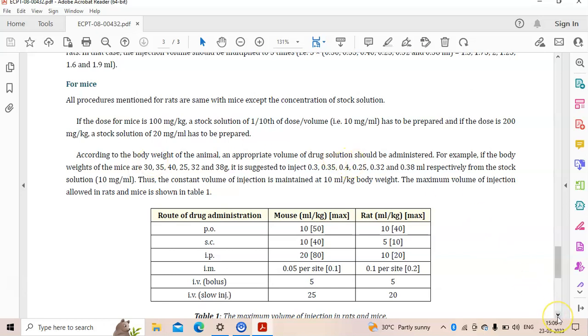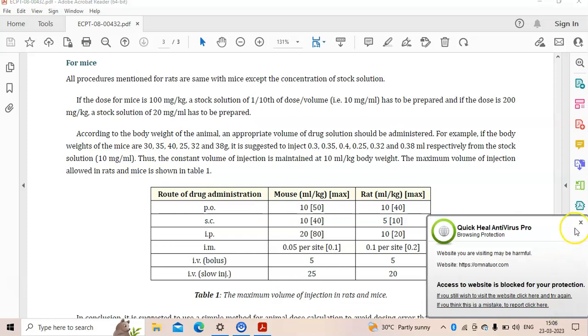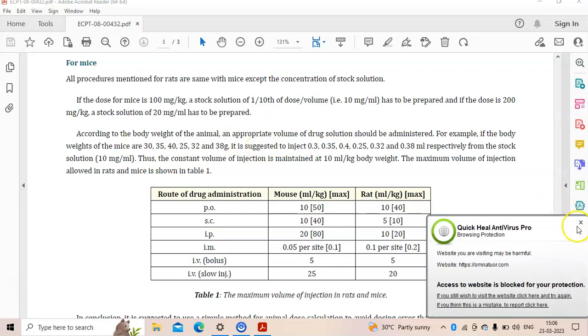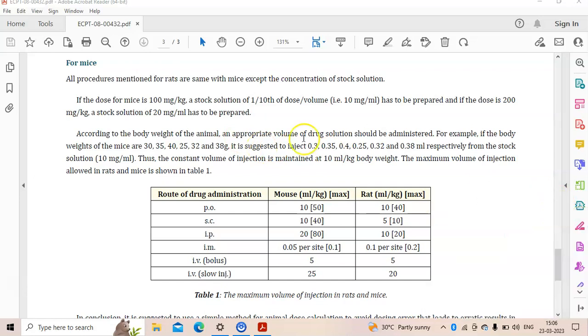So here the table is showing that, according to the body weight of the animal, an appropriate volume of drug solution should be administered. Here you can see the different routes of administration: per oral, subcutaneous, intraperitoneal, intramuscular, intravenous, and slow injection intravenous. So in mouse, ml per kg has been given.